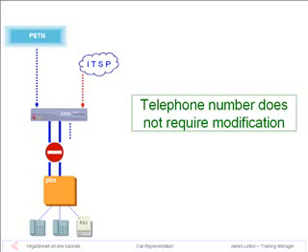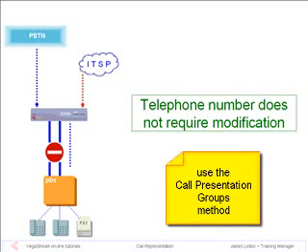Unlike the previous case, the telephone number does not usually require modification when providing this function, which is often referred to as auxiliary line working by service providers. Therefore, we can use the Call Presentation Groups method to configure call presentation.